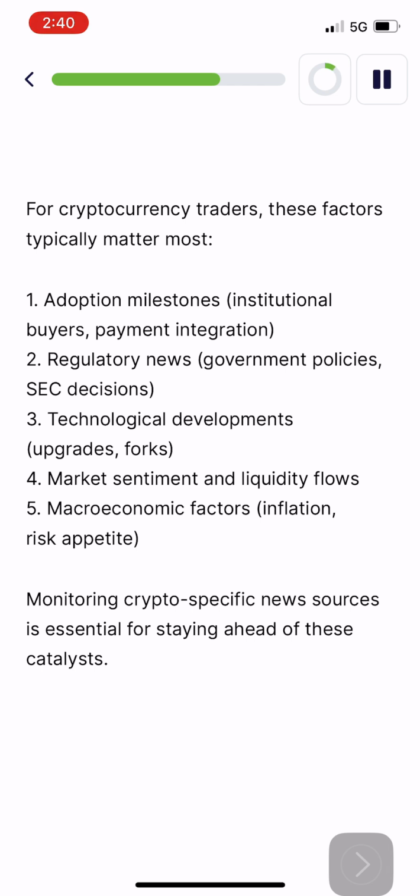1. Adoption milestones such as institutional buyers or payment integration. 2. Regulatory news, including government policies and decisions from the Securities and Exchange Commission. 3. Technological developments like upgrades or network forks. 4. Overall market sentiment and liquidity flows. 5. Macroeconomic factors such as inflation and investor risk appetite. Monitoring cryptocurrency-specific news sources is essential to stay ahead of these market-moving catalysts.